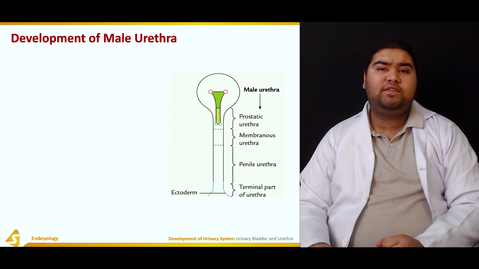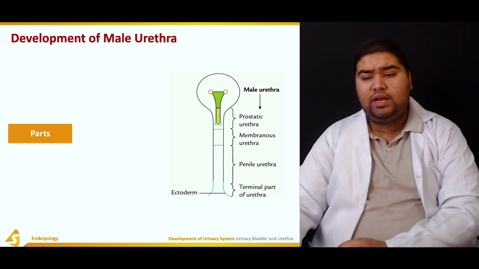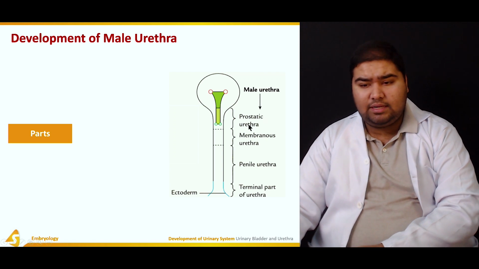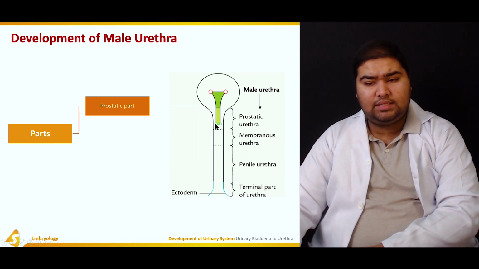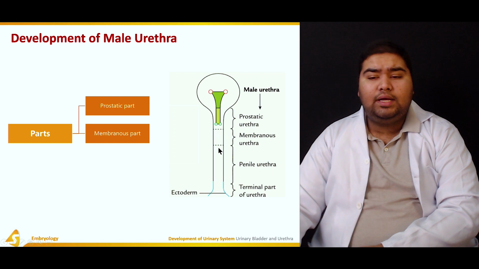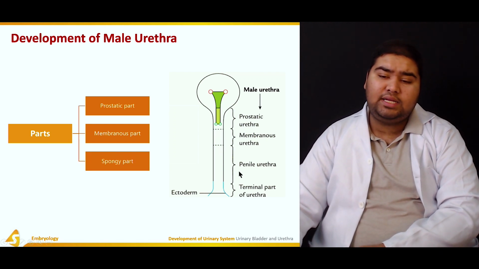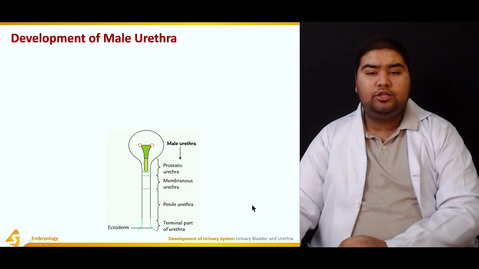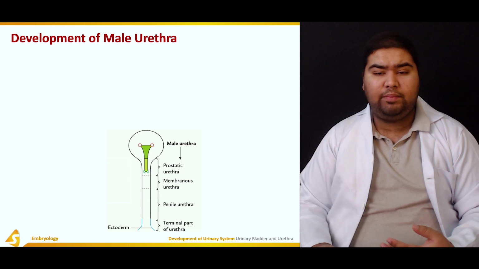And why is that? Because it is formed by the absorption of the mesonephric ducts. So now we have the development of the male urethra. The male urethra has been divided into three parts: the prostatic part, the membranous part, and the spongy part. This is the prostatic part. Then we have a small membranous part. And finally a spongy part. So let's see how the development takes place one by one.